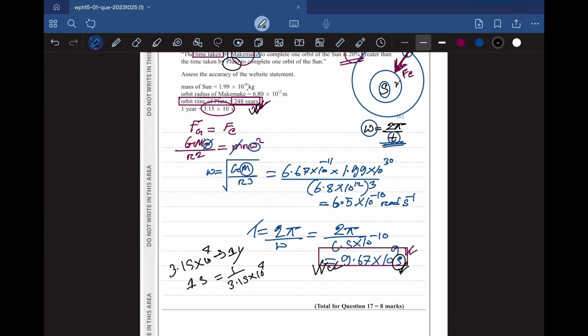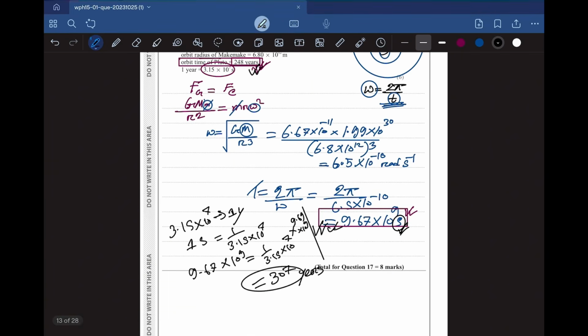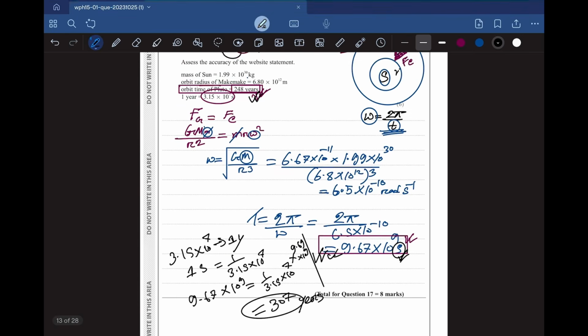And this much of seconds, I mean 9.67 into 10 to the power 9, will be equal to 1 divided by 3.15 into 10 to the power 7 multiplied by 9.69 into 10 to the power 9. So this is basically how we will do this, right? It will give us a value of 307. Now we have got that 307 years is the time that Mach takes to orbit the sun, right?